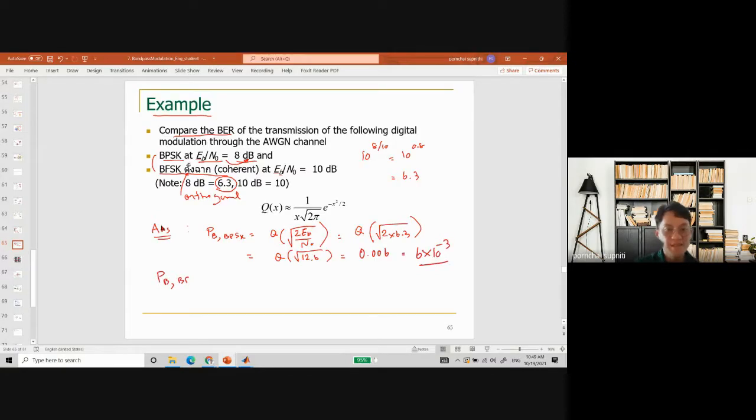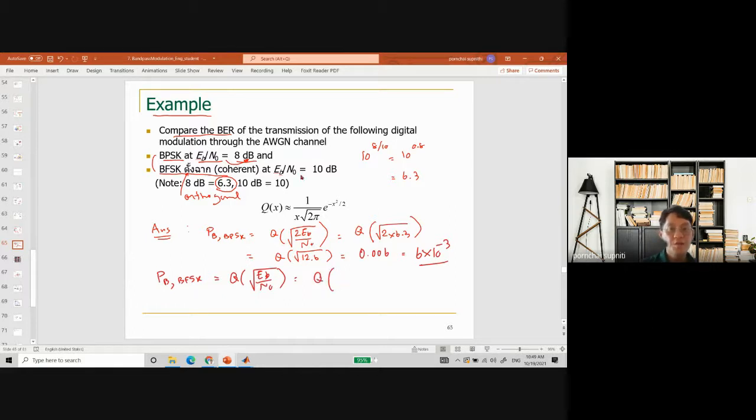One moment. Okay. Next one is BFSK. Let me save it anyway, just in case. Okay. This one, we use a formula Q of square root of Eb over N0. This is from the previous slide.